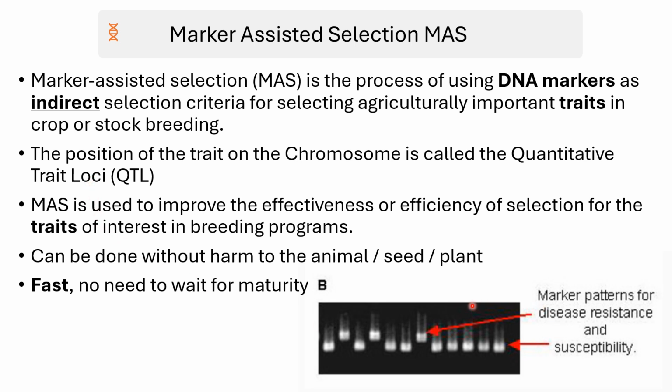And if you run a gel and you are looking for a specific trait, you can see, for instance, if this was one that we wanted or not wanted, then these three individuals will be excluded from our breeding program. Okay, this is fast. You don't have to wait for maturity.